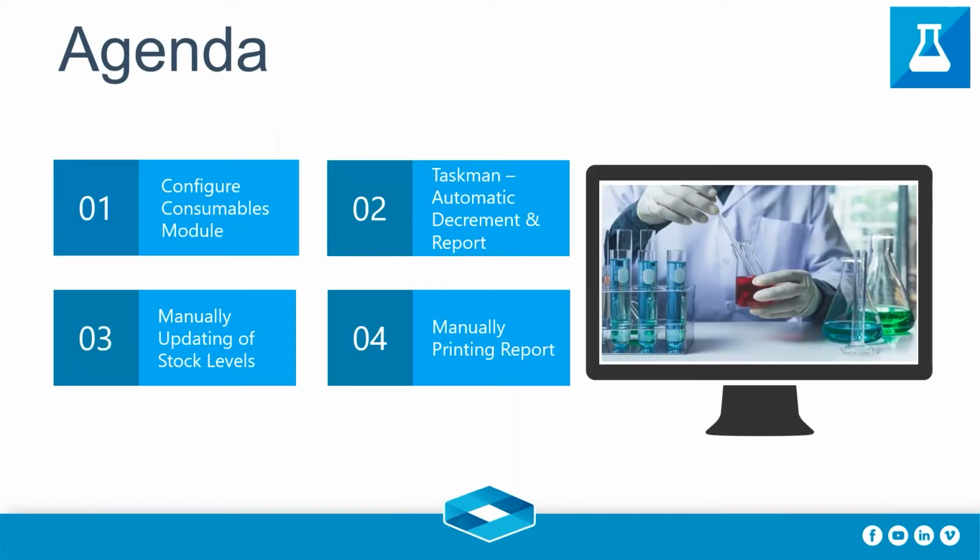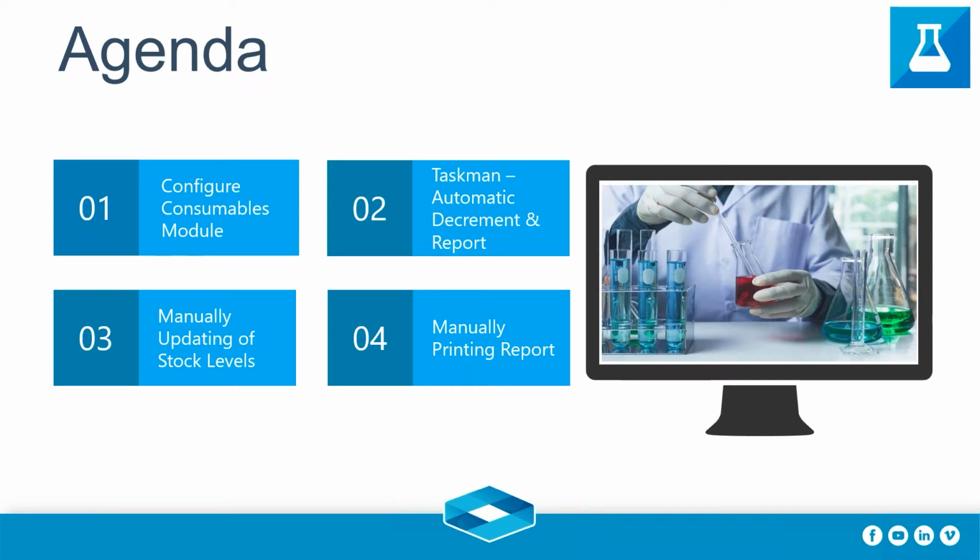Okay, so moving on to the agenda. What I'm going to cover today are 4 key items. The first one is how to configure the consumables module, so consumable types, consumable usage per scheme, and the supplier of the consumable.